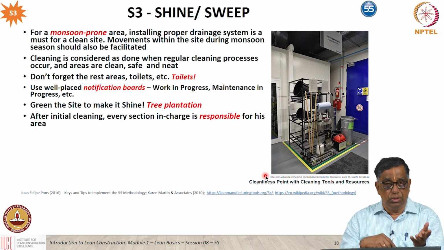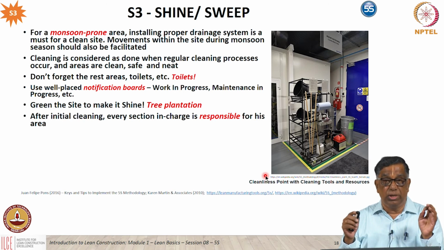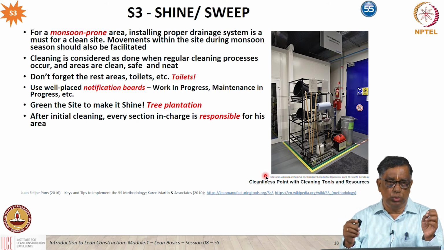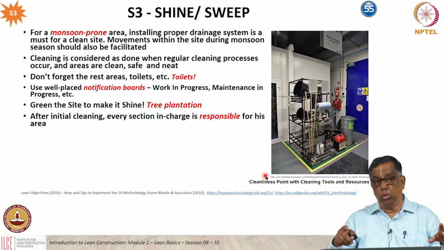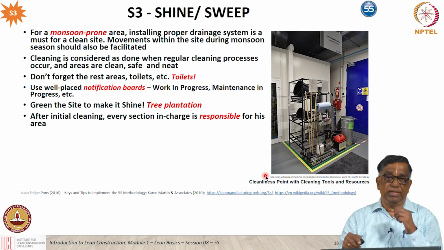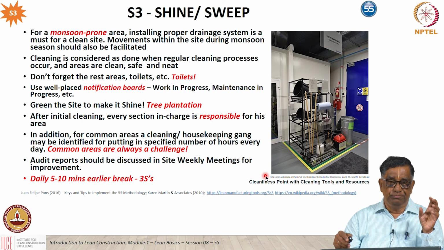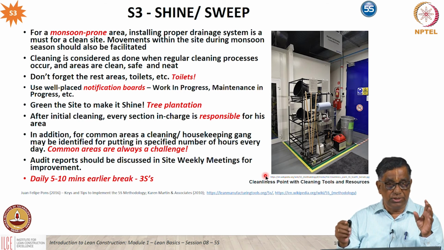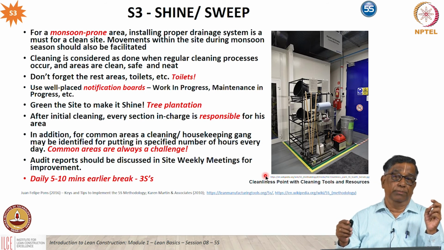And we need to have many notification boards, and then make the site look green and nice. One of the first things major project people do is to plant trees around the area, have sufficient greening, and well laid out roads with proper notice boards, access maps, where to go, where not to go. So there are a number of things we need to look at as part of S3, which determine whether the site looks orderly or not and looks properly clean and well maintained.